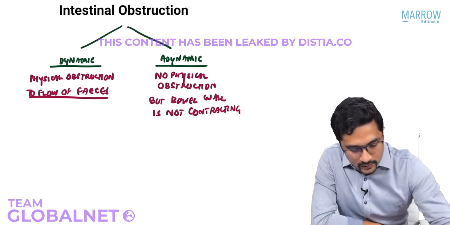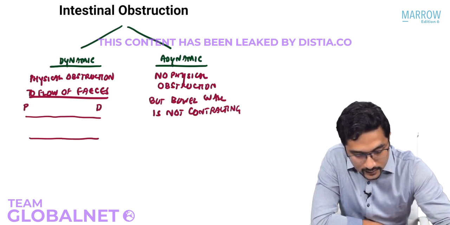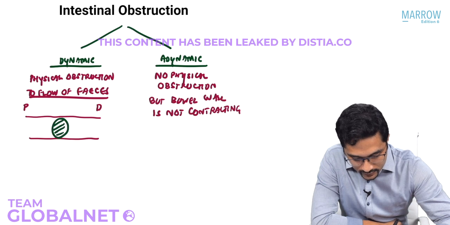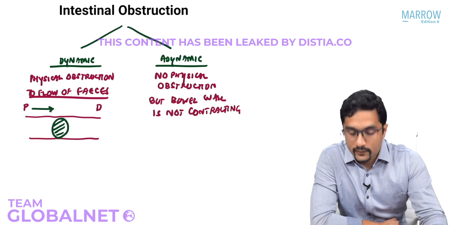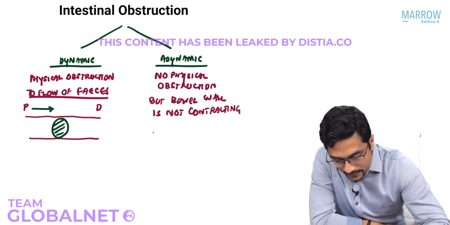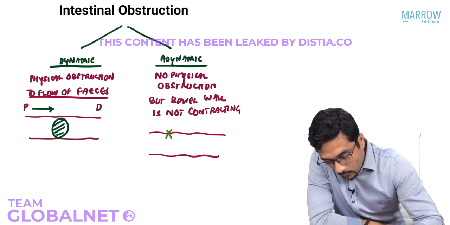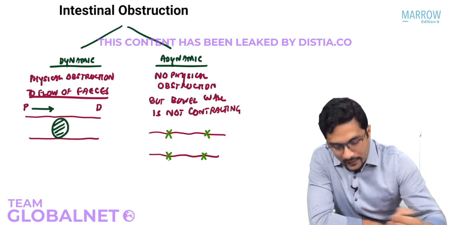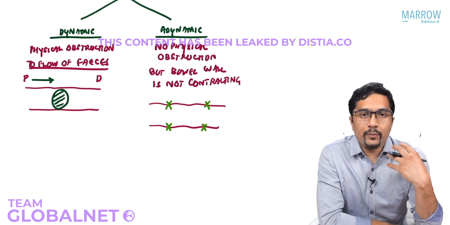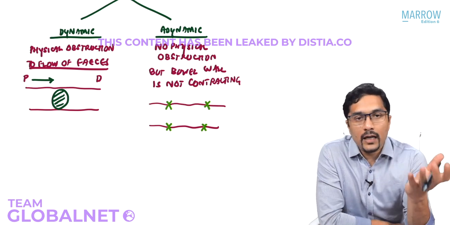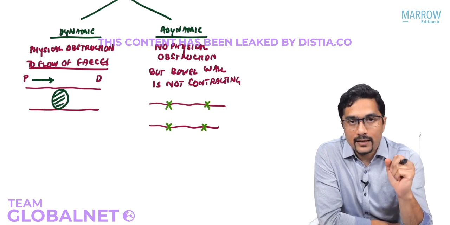So dynamic bowel obstruction, basically what happens, if this is the bowel, and this is proximal and this is distal, you will have some object physically obstructing the passage, and this obstructs the flow of feces, okay? Whereas if you have adynamic bowel obstruction, there is no physical obstruction, but the bowel wall is not contracting, and that is adynamic obstruction, okay? So let me give you two practical daily life examples, and that would help you understand and differentiate dynamic and adynamic bowel obstruction easily.